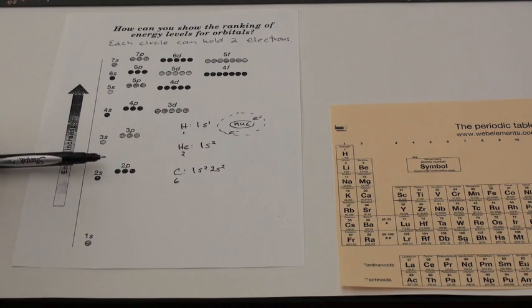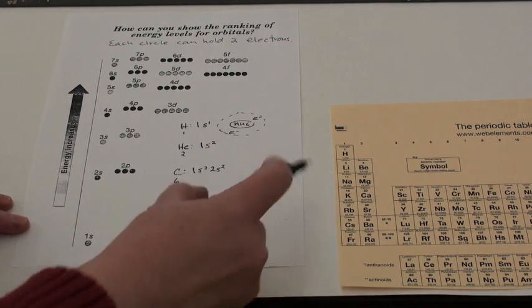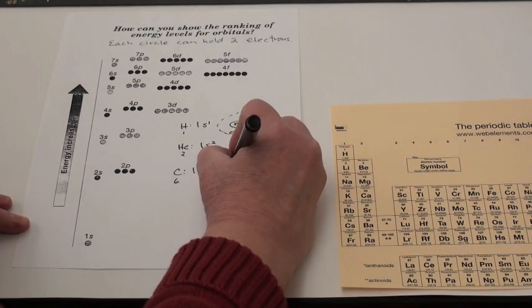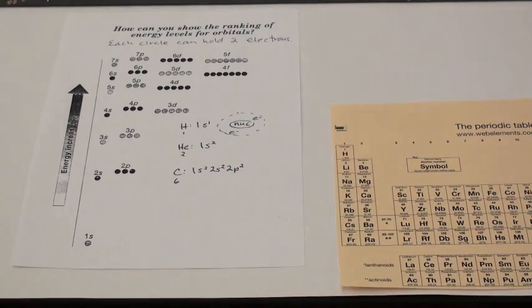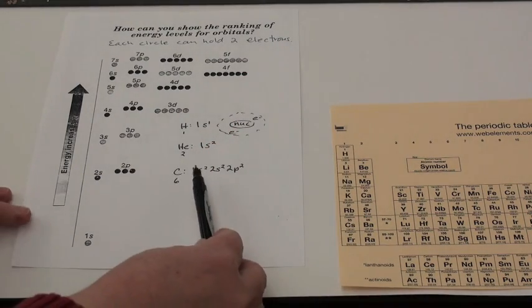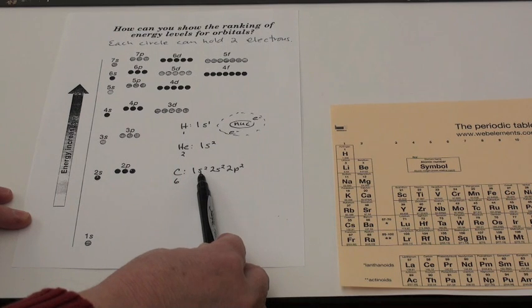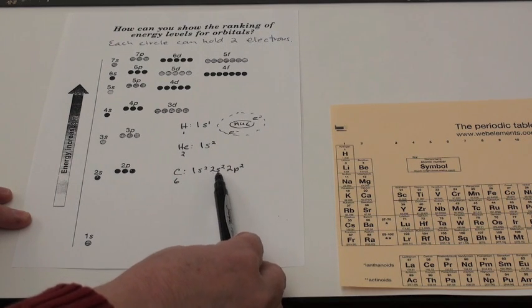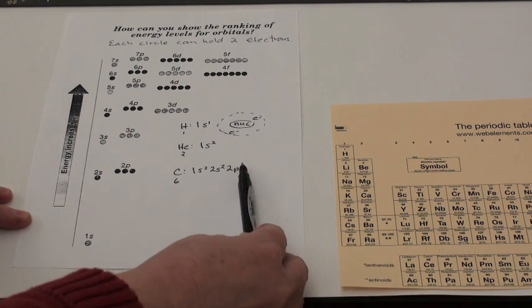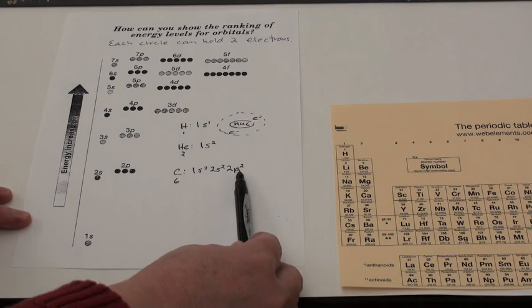And then we run into the p's. Now there's 3 circles there for that. That means the 2p shape can hold a total of 6 electrons. Well, we only need 2 more, so we'll say 2p2. So that means that carbon has 2 electrons in the first energy level in the S shape, 2 electrons in the second energy level in the S shape, and 2 electrons in the second energy level in the P shape.